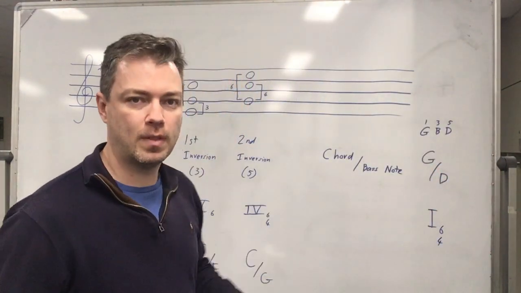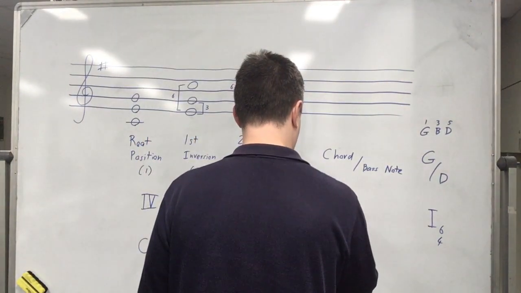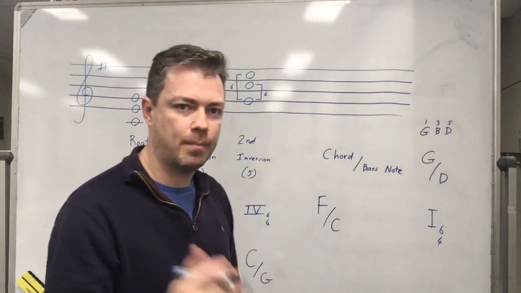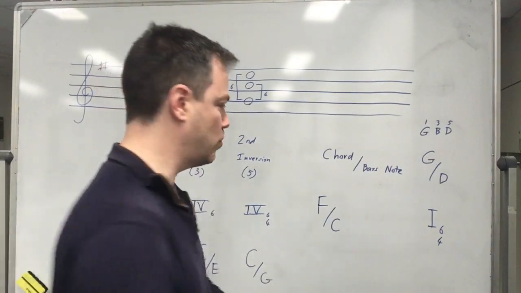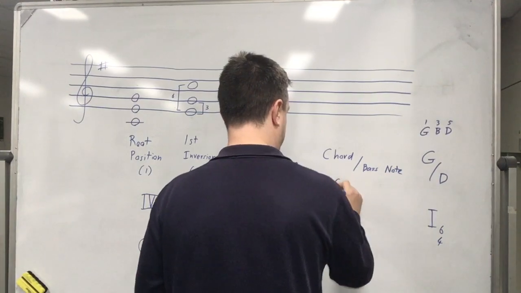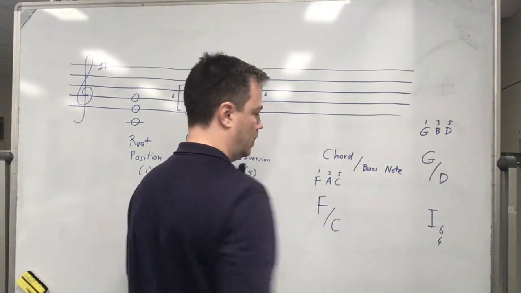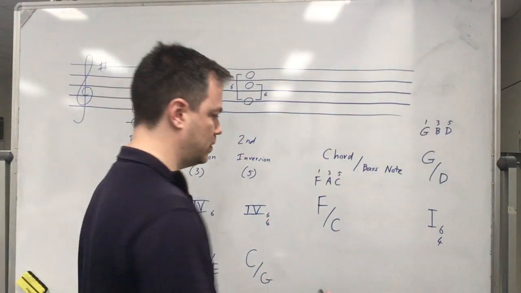Okay, let's do a few more and then we'll finish up this video. Let's go F/C. Feel free to stop the video and work it out. So, process: write out what the notes are in an F chord. F-A-C. And if you want, you can put the little 1, 3, and 5 there. So, what do we think? Once again, let's just pretend we're in the key of F, just for simplicity.